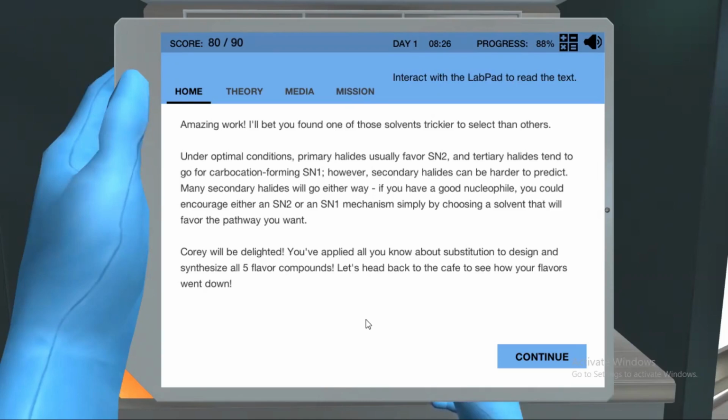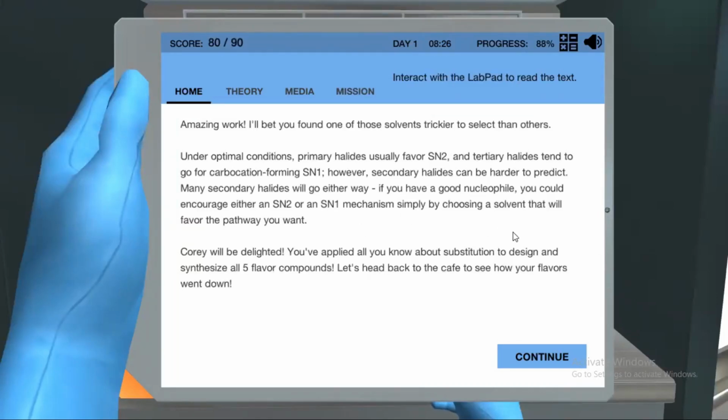Under optimal conditions, primary halides usually favor SN2, and tertiary halides tend to go for carbocation forming SN1. However, secondary halides can be harder to predict. Many secondary halides will go either way. If you have a good nucleophile, you could encourage either an SN2 or an SN1 mechanism simply by choosing a solvent that will favor the pathway you want.